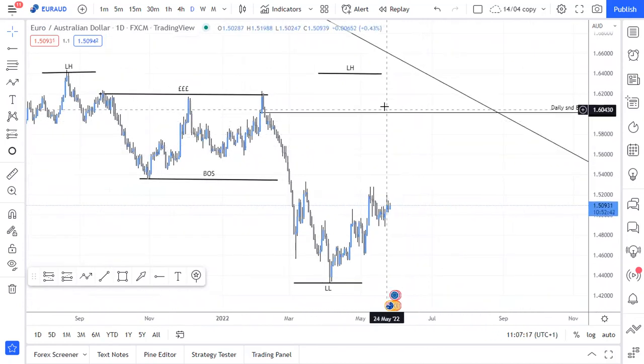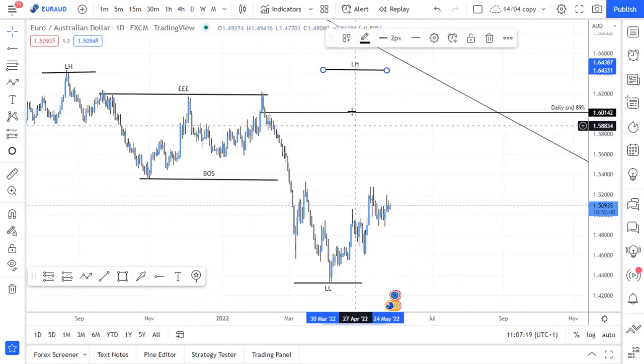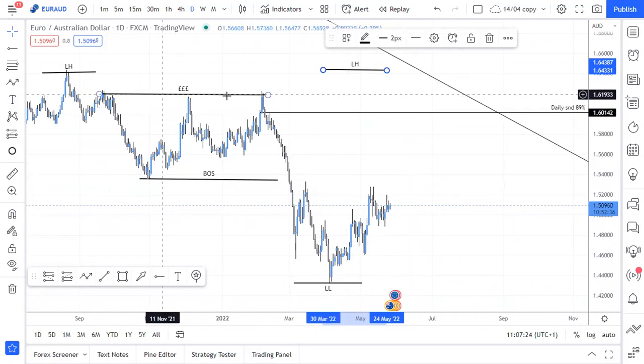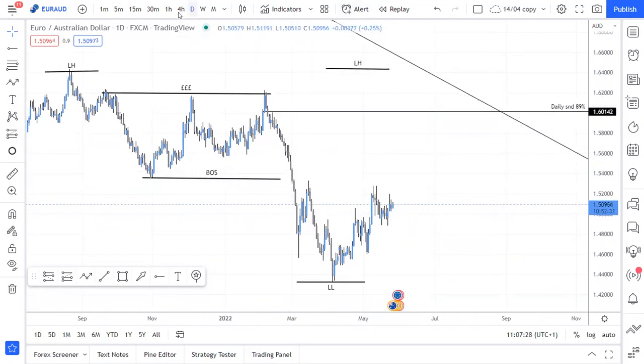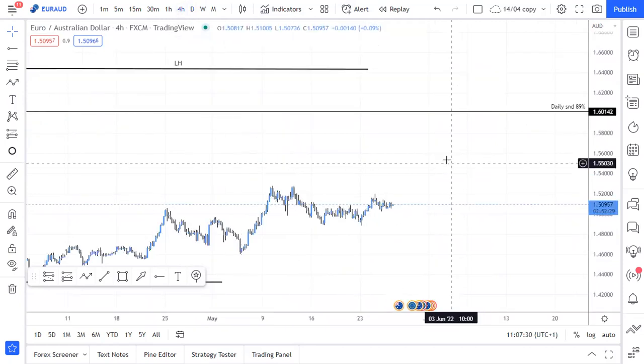So we know now we're going to be looking to come back up into this area. But when we do come up into this area, we want to see that we might go for a liquidity grab, so we have to see how it reacts. So then we jump down a time frame, we do the same again.